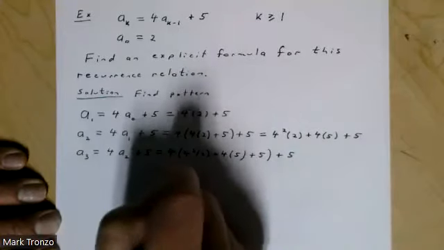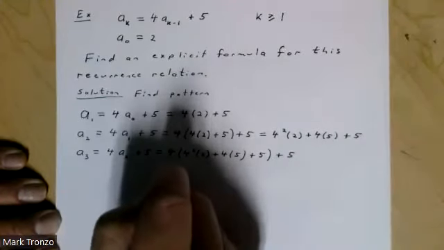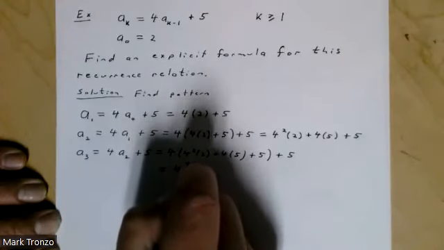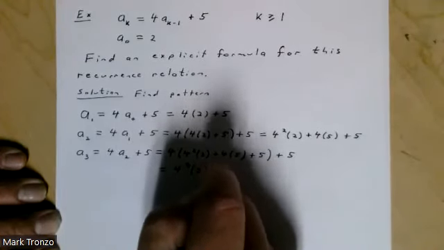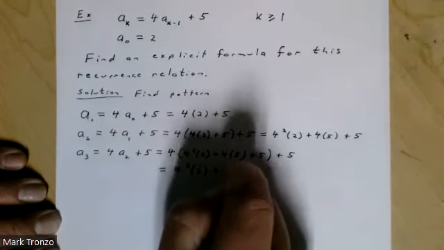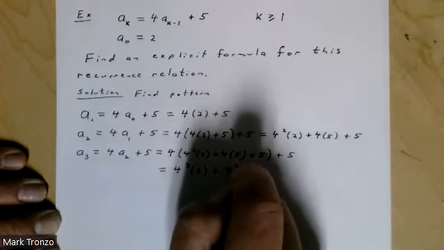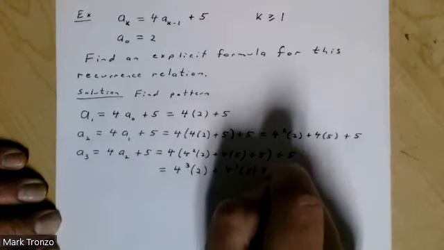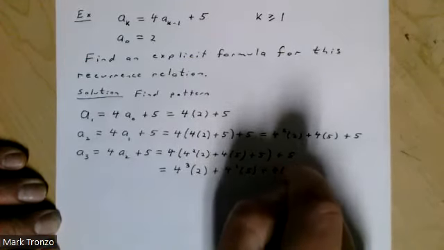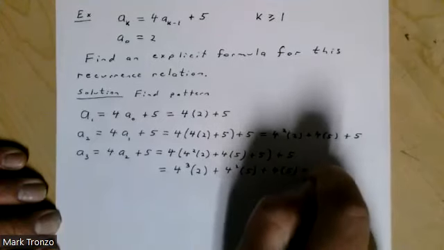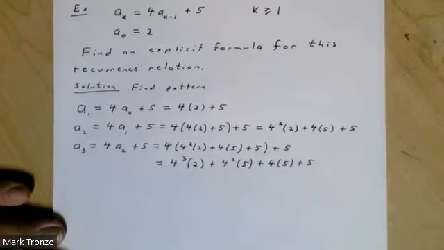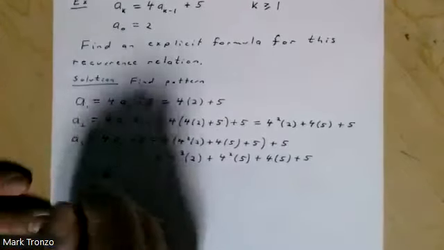And again, let's just multiply this out. We want to get just a general idea what's going on. Cubed times 2 plus 4 squared times 5 plus 4 times 5 plus 5. And we probably can see the pattern at this point, but let's do just one more.